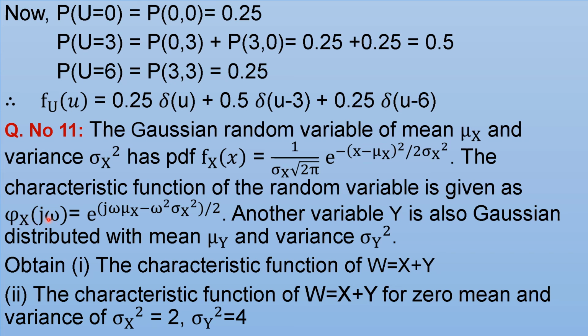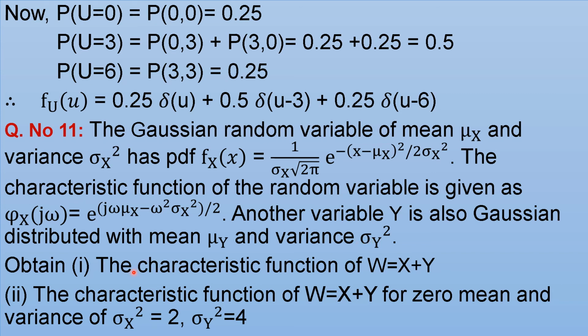So phi x of j omega is equal to e power j omega mu x minus omega square sigma x square divided by 2. So this is about the Gaussian random variable x, its probability density function, its characteristic function. Another variable y is also Gaussian. So another Gaussian random variable y is considered with the mean mu y, variance sigma y square.